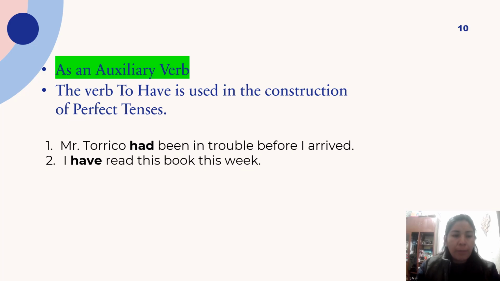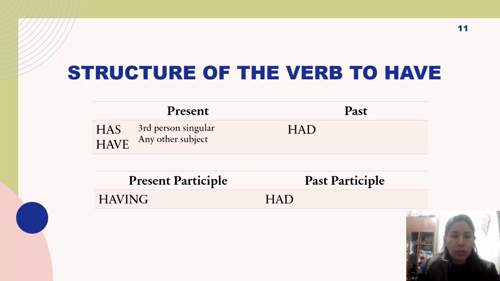For example, Mr. Torrico had been in trouble before I arrived. I have read this book this week. The structure for the verb to have is this. In the present, we find two forms, has and have. Has for the third person in singular and have for any other subject. For the past is had, present participle having, and the past participle had.